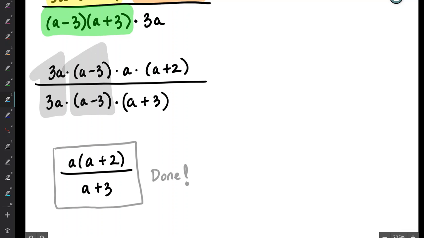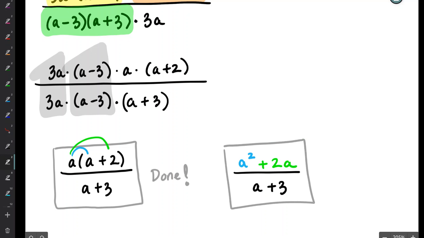You also could multiply out the numerator. A times a is a squared. A times positive 2 is plus 2a. And the calculator, your computer, will accept this answer as well because they're equivalent. This is done too. So let's go ahead and practice entering those answers into our computer.